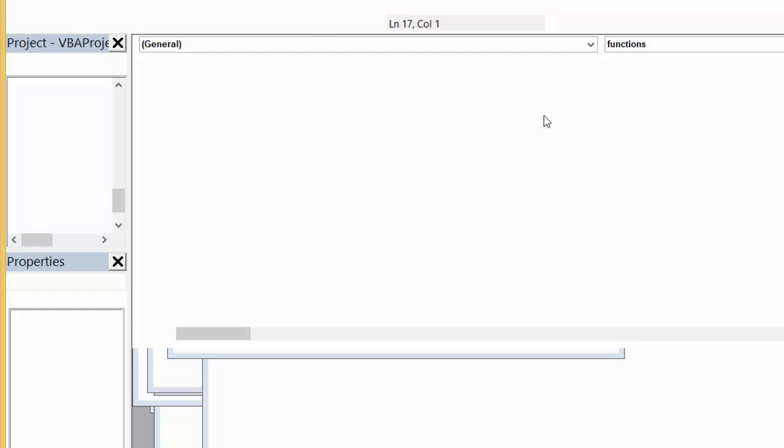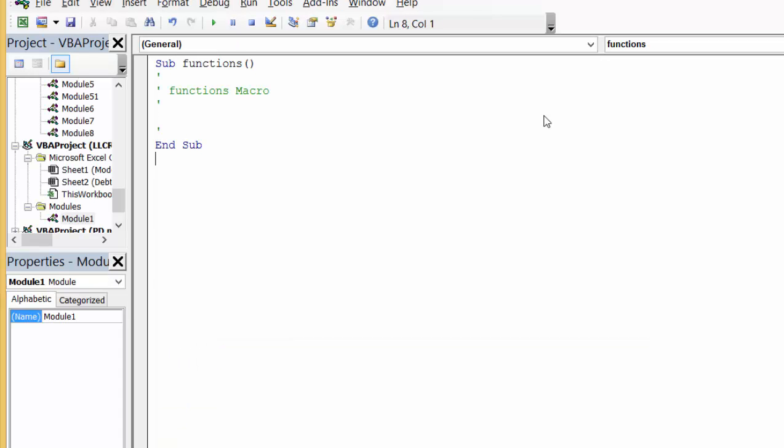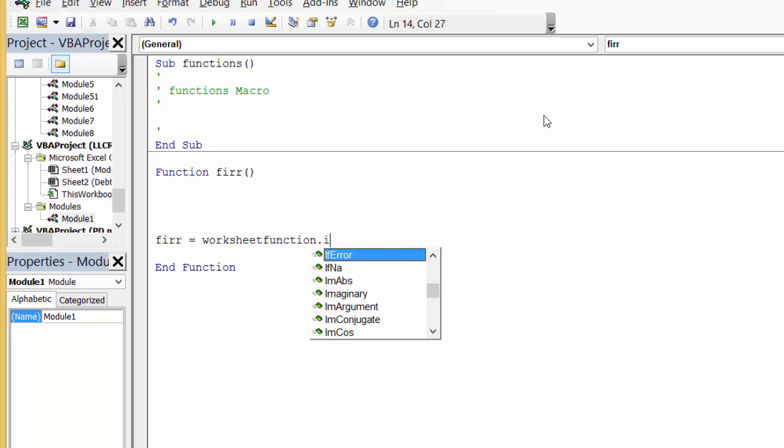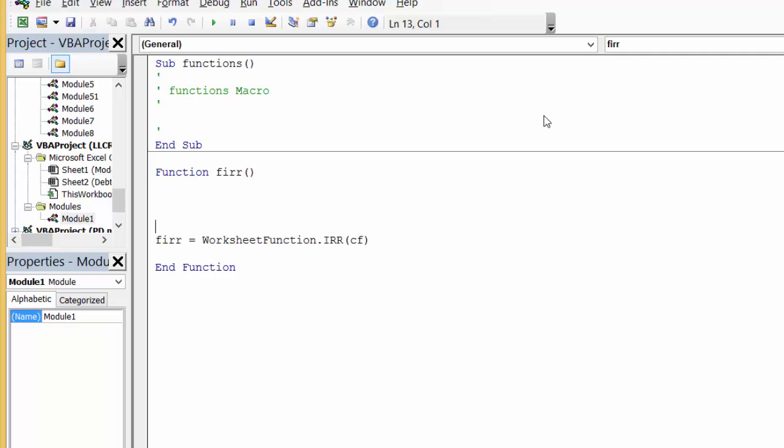And we're going to make a function named FIRR. Okay, and let's make our function as we normally do. This will be equal to WorksheetFunction, and we'll put dot IRR. Let's make sure that's there. And then we can put CF. That's our cash flow. So far, so good.